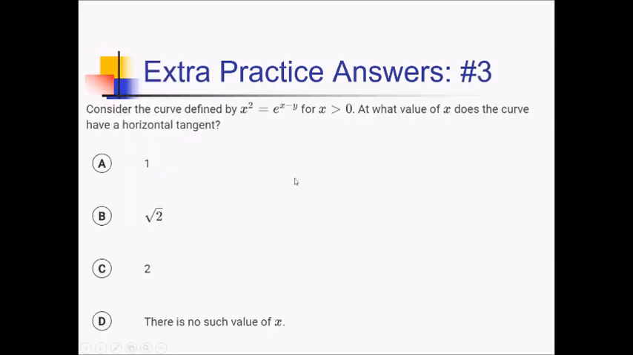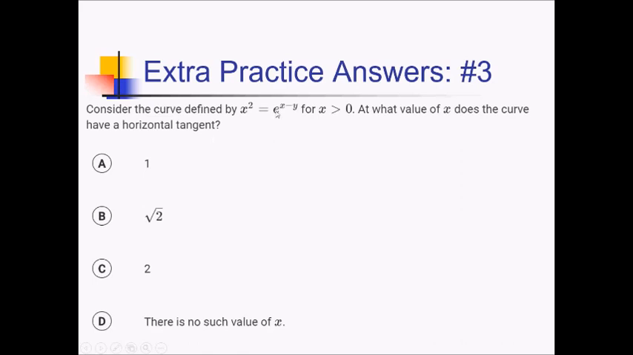For this one, we have a curve defined by x squared equals e to the x minus y for positive numbers. We want to know at what x value, if any, the curve has a horizontal tangent. And they do have an option here for there is no such value of x, so we need to be on guard against that. Well, in order to figure out horizontal tangents, I basically need to know where the derivative of this thing, the slope of this thing, takes on a value of 0, if that happens anywhere.